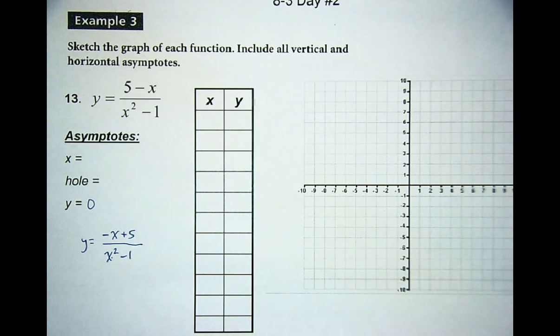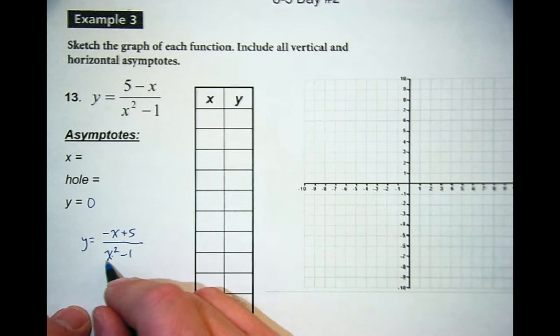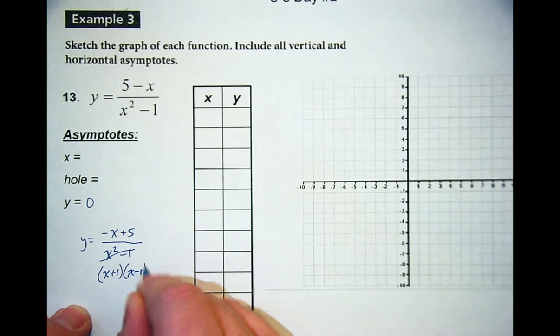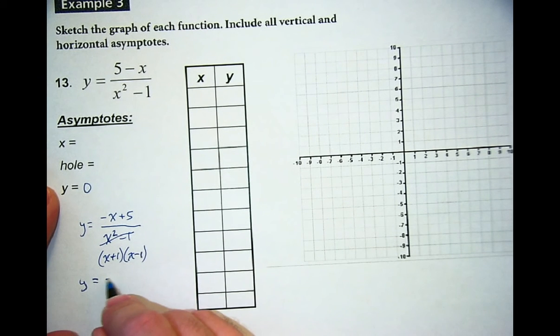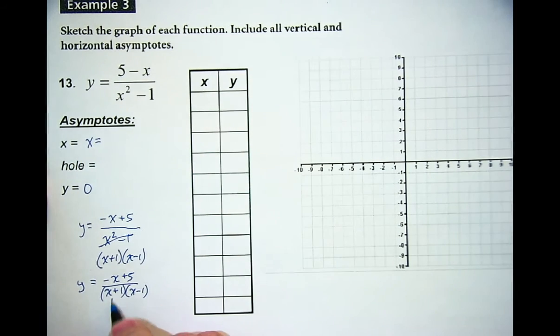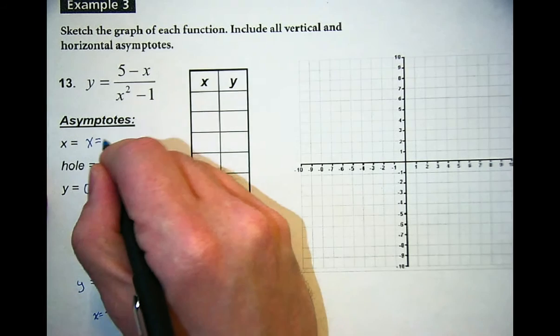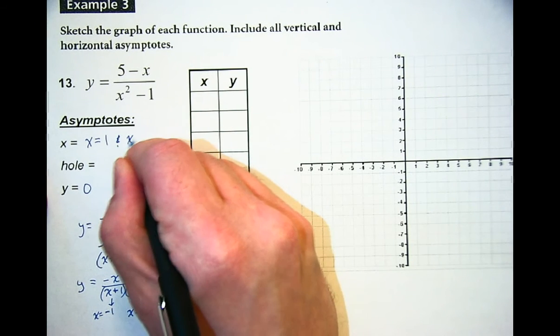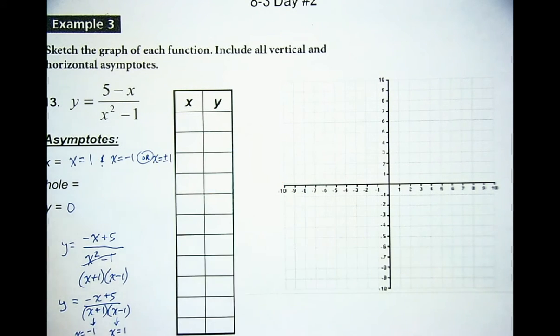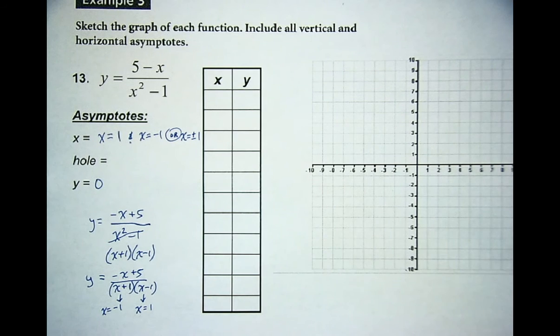Okay? X asymptotes. Can this factor? Yes. What's it become? X plus 1, x minus 1. Okay? So I now have y equals negative x plus 5 all over x plus 1, x minus 1. Can I cancel anything? Nope. That means I have an asymptote at x equals negative 1 and positive 1. X equals 1 and x equals negative 1. You say x equals plus minus 1. Those are your asymptotes. So no hole in this one.